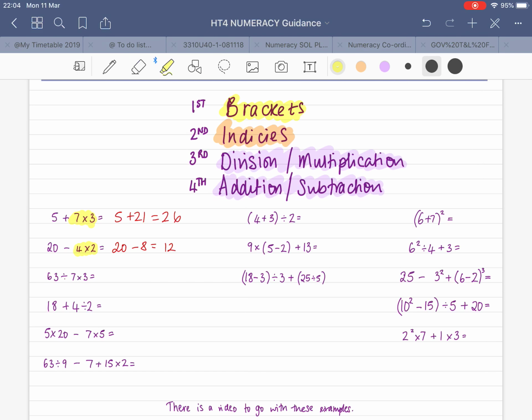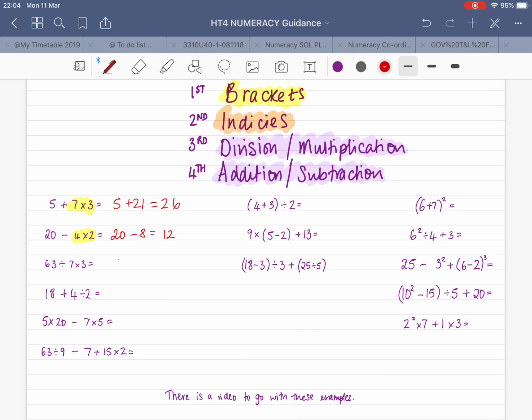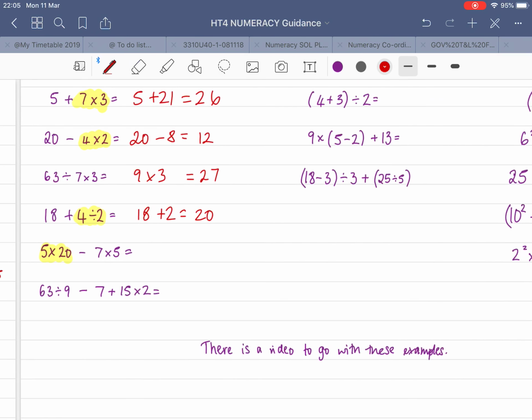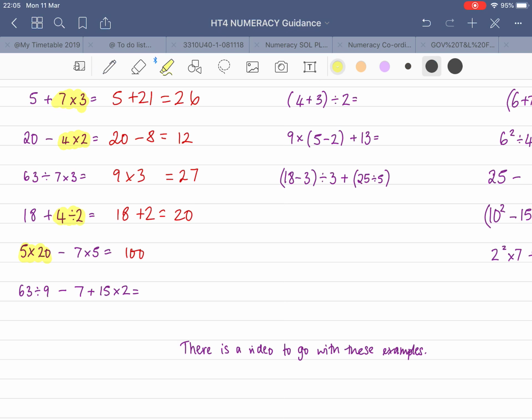7 multiplied by 3 doesn't take priority because we're dealing with division and multiplication. So 63 divided by 7 equals 9. 9 multiplied by 3 makes 27. Division has priority again. So 4 divided by 2 is 2. 18 plus 2 makes 20. Both multiplications have equal priority, but they outrank the subtraction. So first one, 5 20s make 100. Second one, 7 5s make 35.